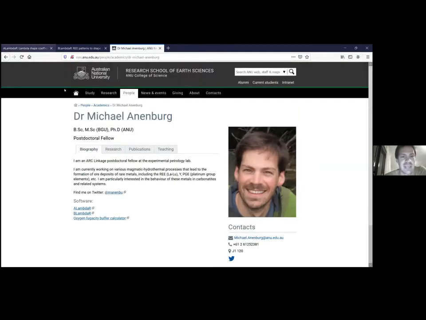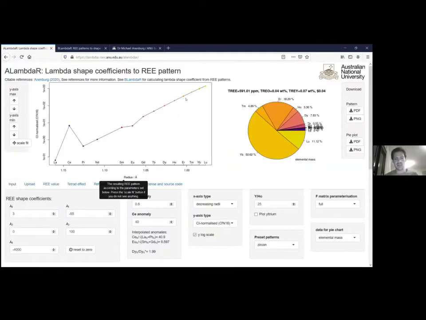Anyway, that's the app. This is a rare element pattern generator. It allows you to take lambdas and make patterns out of them. Let me show an example.